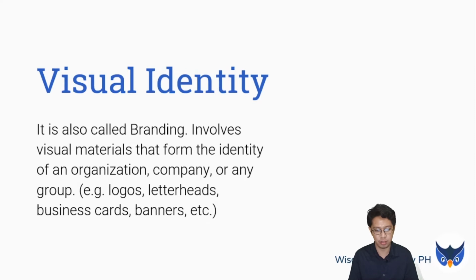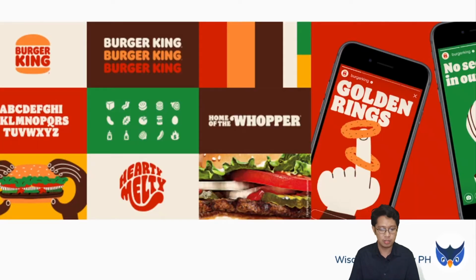And sometimes it's also called branding. It involves visual materials that form the identity of an organization, company, or any group. You can see these in logos, letterheads, business cards, banners, etc. So for example, this is from Burger King. As you can see, unified yung graphics, unified yung fonts, and may certain patterns na pina-follow para ma-distinguish ng isang tao kung ano yung kaibahan ng company na to sa isa pang company. So, this is Burger King, and ano yung difference ng Burger King sa iba pang burger companies.